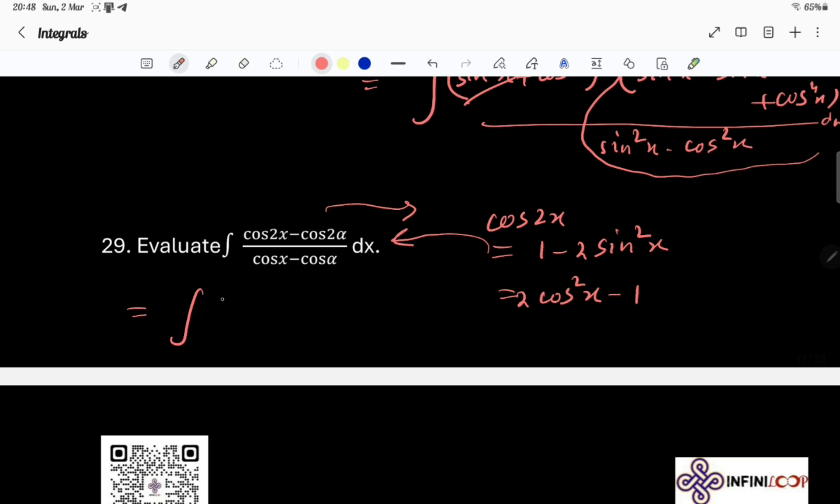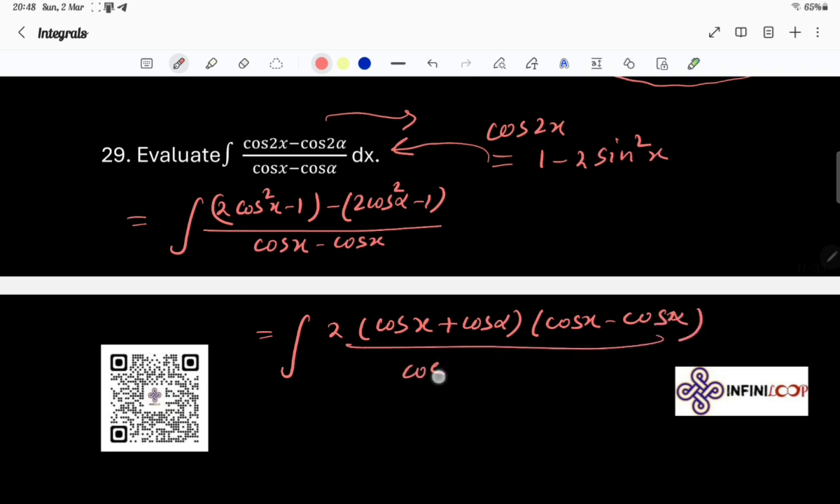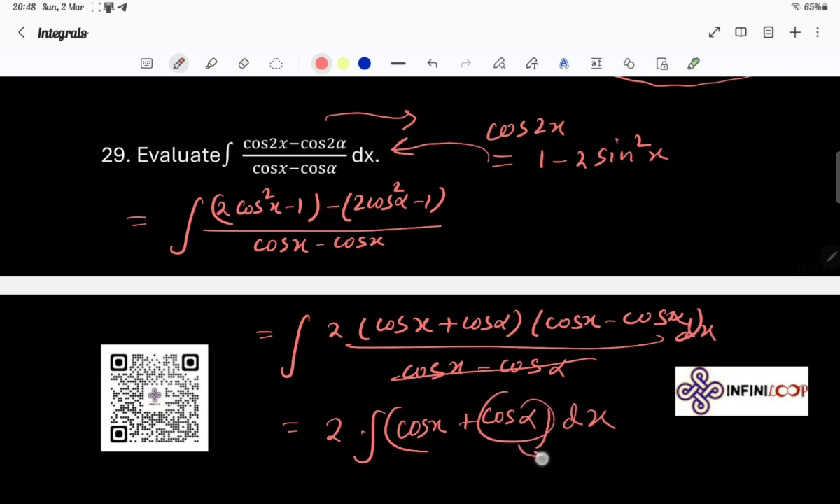If you apply the cos formula, what will come? (2cos²x − 1 − 2cos²α + 1) divided by (cos x − cos α). Now see, the 1 gets cancelled out. If you take 2 common, cos²x − cos²α is a² − b², so (cos x + cos α)(cos x − cos α) divided by (cos x − cos α). It gets cancelled out. It is very easy. Integration of cos x + cos α you can solve. Cos α is a constant, it will go outside of the integration, don't do integration on that.